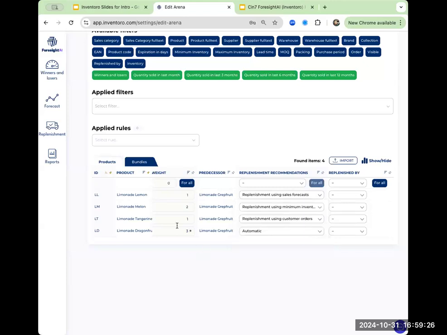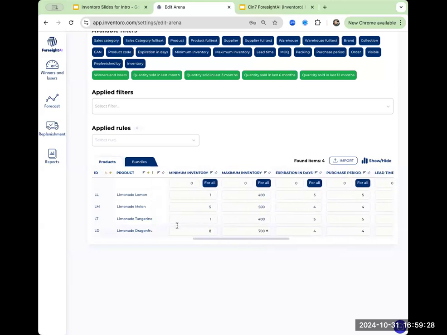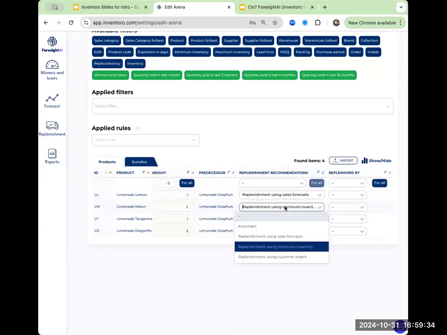Minimum inventory is if you go and set a minimum inventory. Once you reach that number, it will then trigger an order. And then there is also replenishment using customer orders, which means it's not going to place an order unless you get a customer order for it. Again, custom furniture would be a great example.